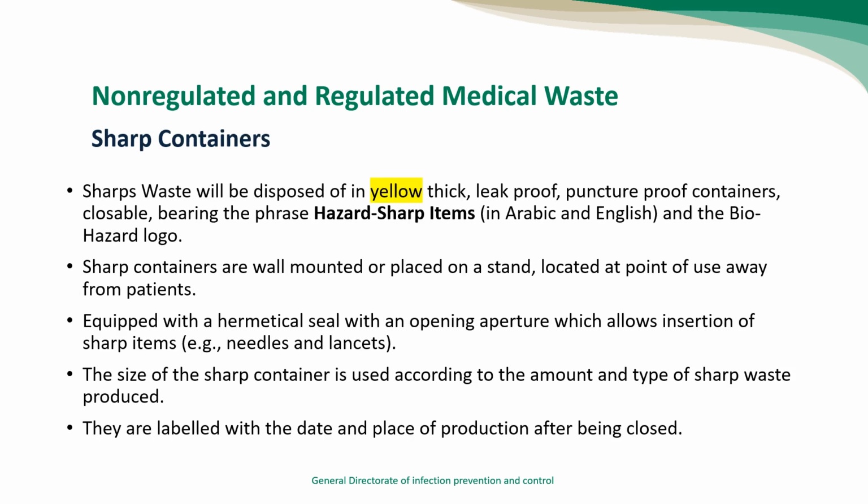One of the important waste supplies are the sharp containers. Sharp waste such as blades, needles, or syringes are disposed of in a yellow, thick, leak-proof, puncture-proof container. It should be thick enough to prevent the sharp from going through the container and causing any harm. When using the sharp container, we should leave it open. But when we're finished and we want to transfer it to the storing area, it should be closed. That's why it should be closable. There should be a phrase written on it, hazardous sharp item, both in Arabic and English, and also a biohazard logo.